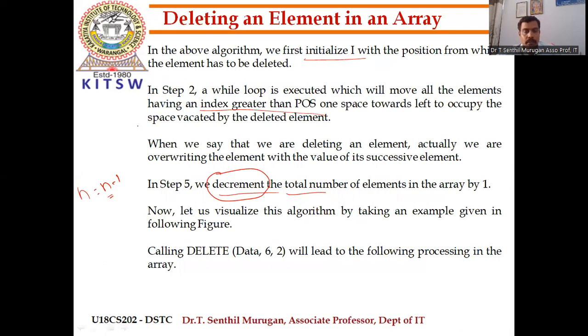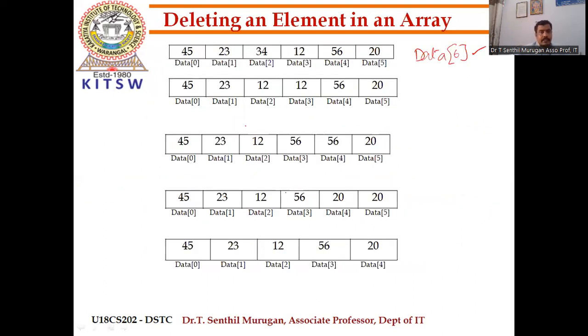Data, 6, 2. So what they are saying is data is the array name, number of elements is 6, position is 2. The second position value we have to delete. What is the second position value? The second position value is 34. We want to remove 34.